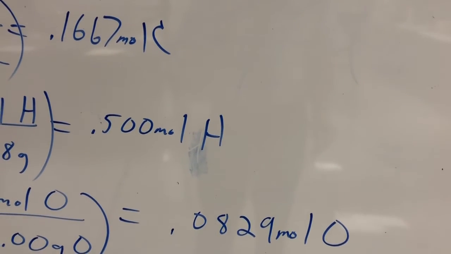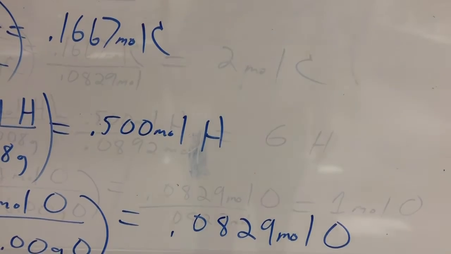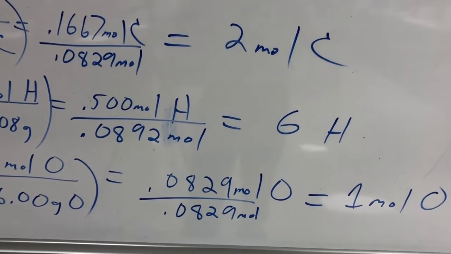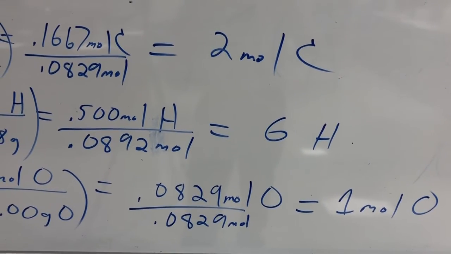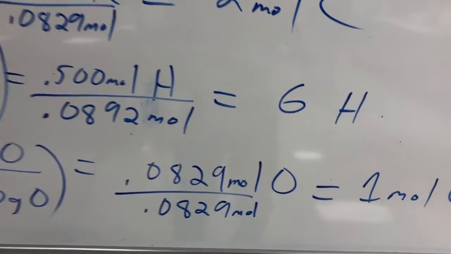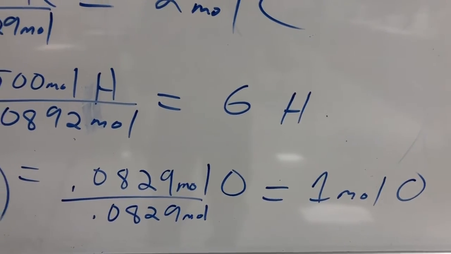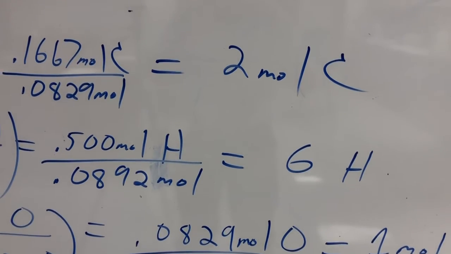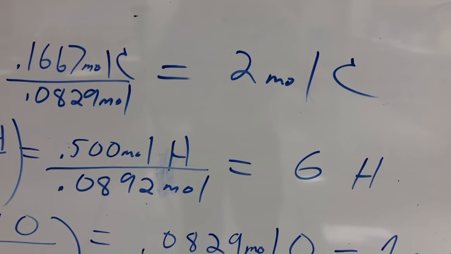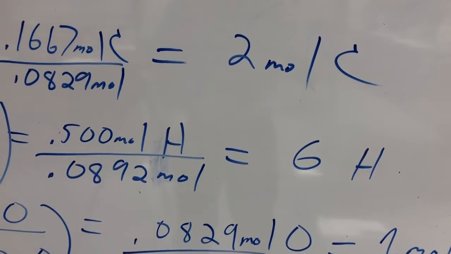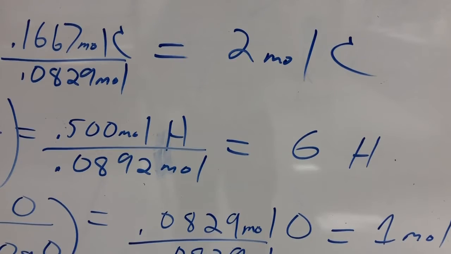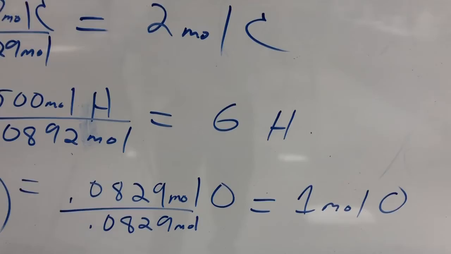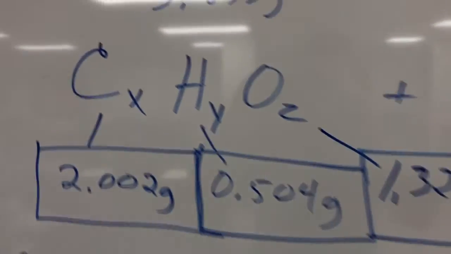Our last step is to divide by the smallest molar quantity. Notice that I've divided by the smallest molar quantity, and here we go. So there's our oxygen, there's our hydrogen, there's our carbon. So these are the moles of carbon, moles of, I didn't write moles there, but it is 6 moles H, 1 mole O. Let's go back to the original.